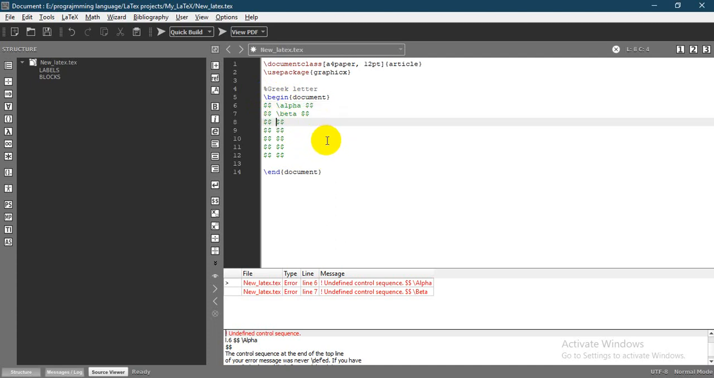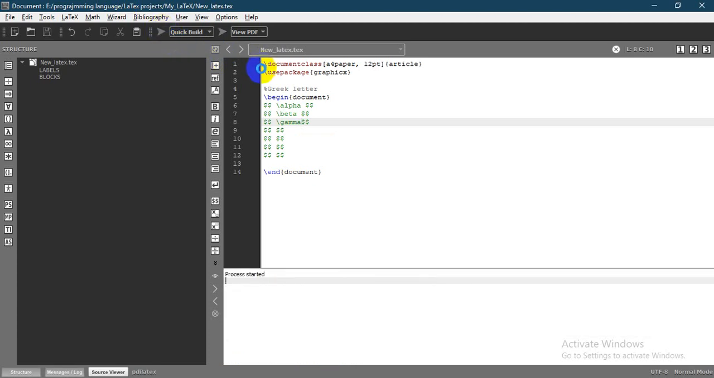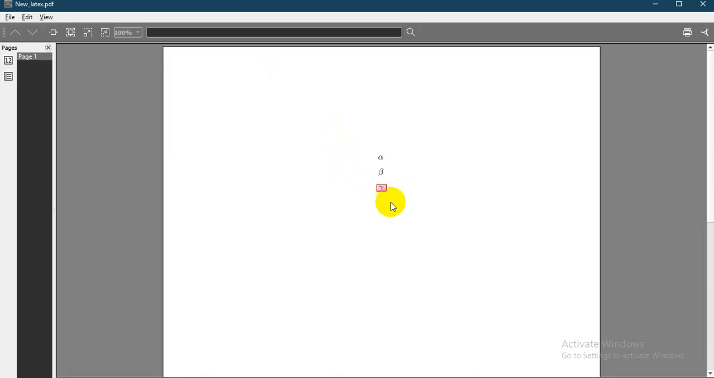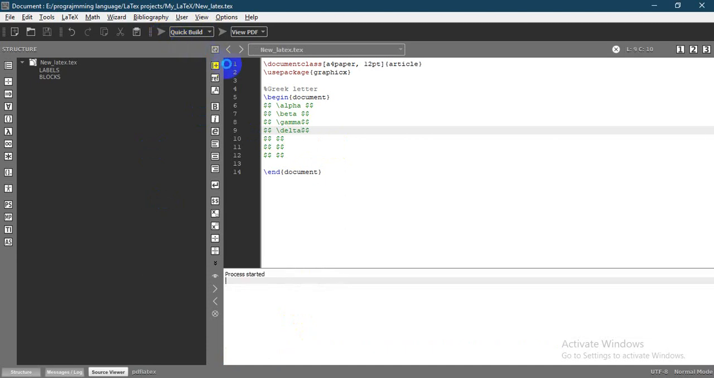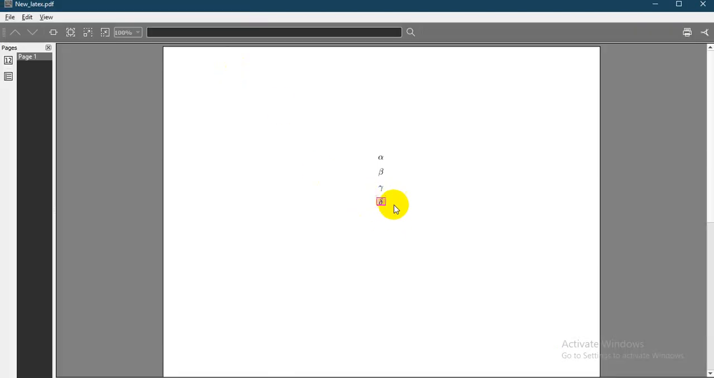So now if you want to write another Greek letter, let's say gamma. So we have gamma written. This is the Greek letter gamma. So we compile. So gamma is written as the next Greek letter here. Now we go again to the next one. We have after gamma, letter D is delta in the Greek alphabet. So delta here, when we compile, we have delta here.